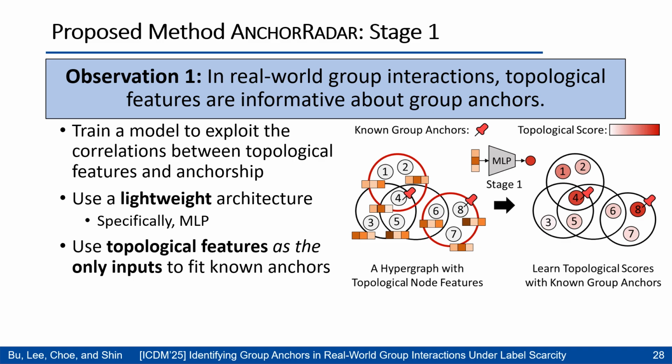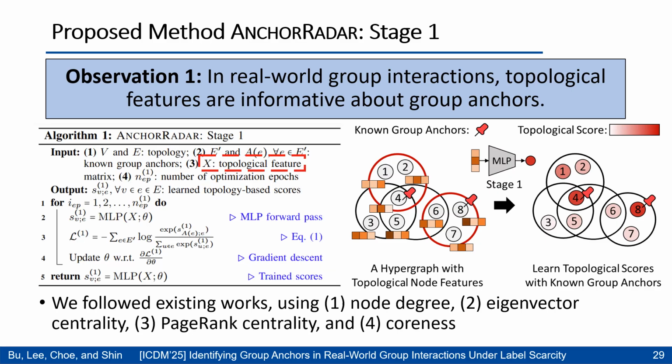As mentioned, stage 1 is based on observation 1. Recall that observation 1 says that topological features are informative about group anchors. Therefore, we aim to train a model to exploit such correlations between topological features and anchorship. As mentioned, we use a lightweight model, specifically an MLP. And in stage 1, we use topological features as the only inputs. The objective is to fit the non-group anchors.